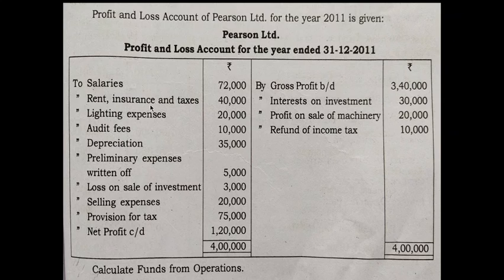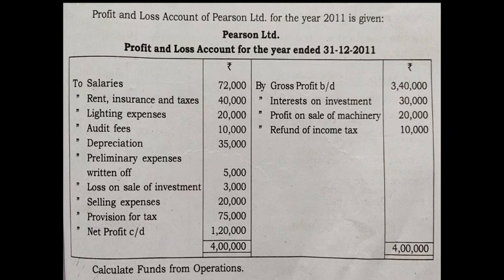Rent, insurance, and tax are related to the activities of the business, so they are not non-operating expenses. Lighting expenses are expenses for maintaining the necessary lighting and fittings within the organization, so they are related to operation and are operating expenses. Audit fees means fees given to certain personnel for carrying out the audit of the accounts of the business, which are related to the operations of the business.